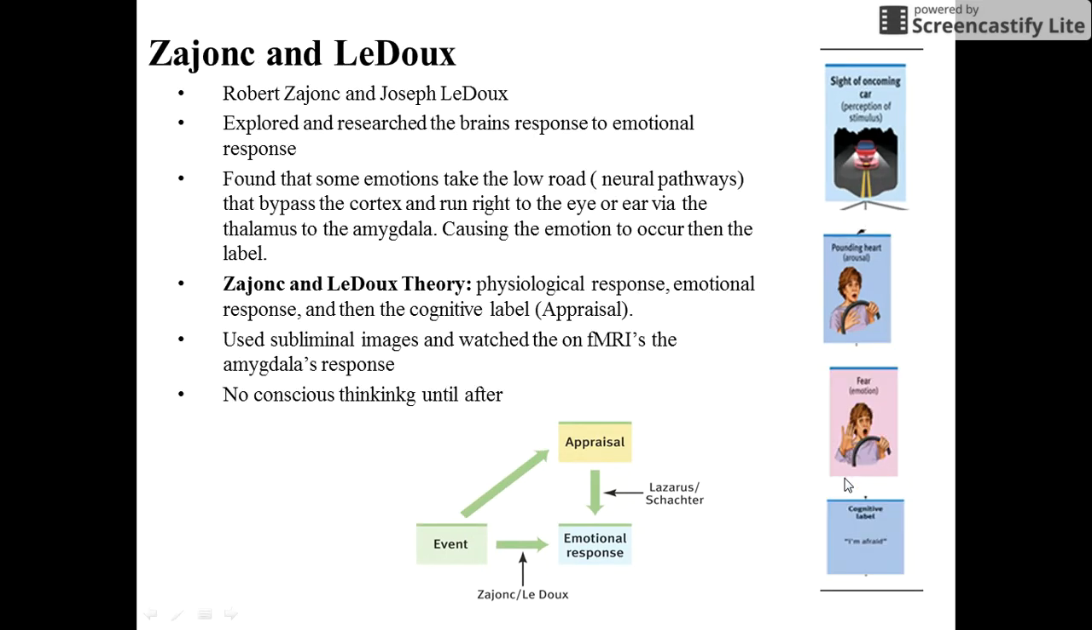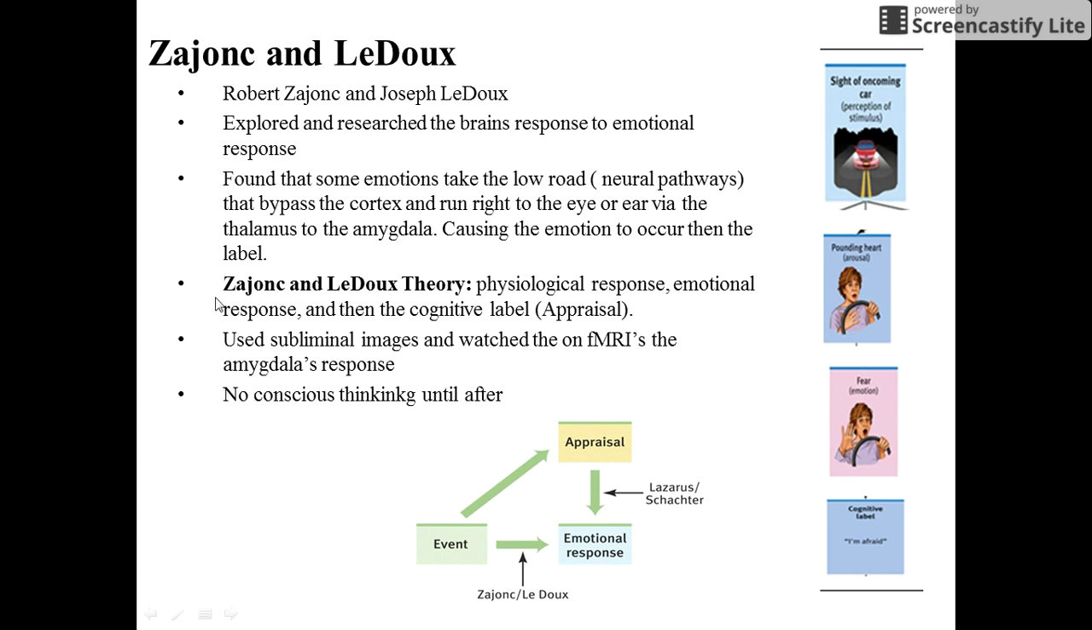Okay, Robert Zajonc and Joseph LeDoux explored and researched the brain's response to an emotional stimulus, and they found that some emotions take a low road in the neural pathway, and they bypass our cortex, which is our thought process, and run right from the eye or the ear via the thalamus to the amygdala, causing the emotion to occur without the label.